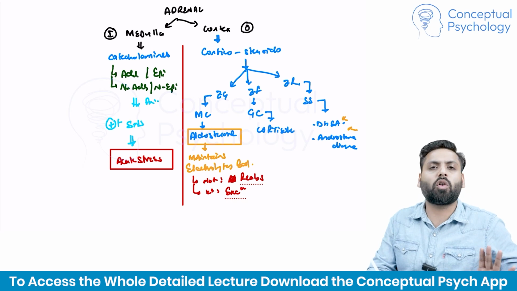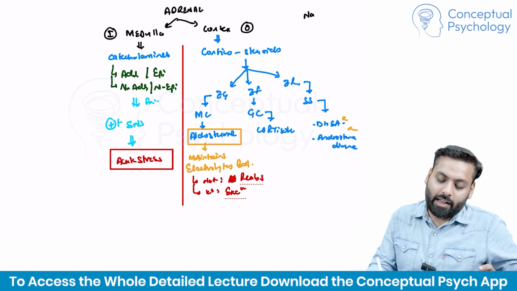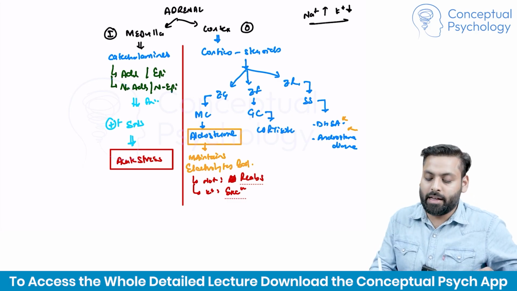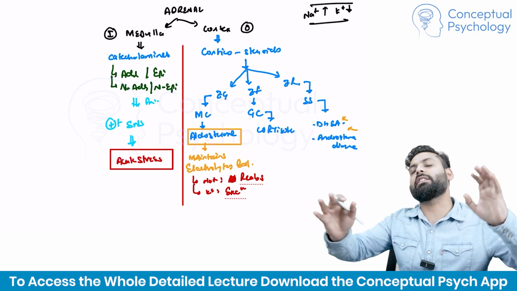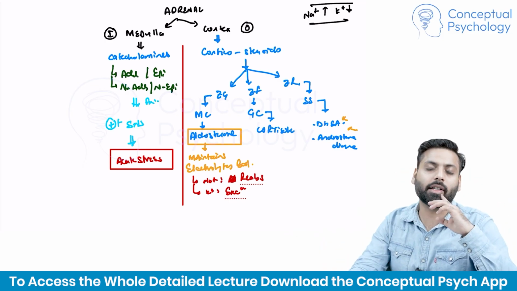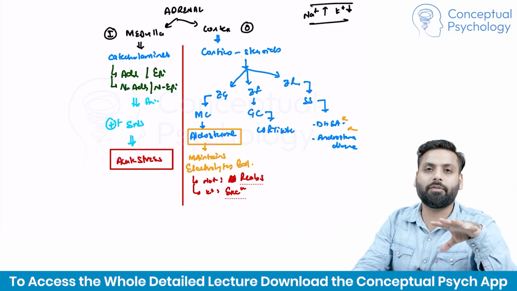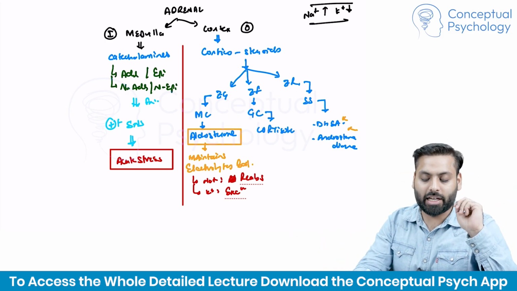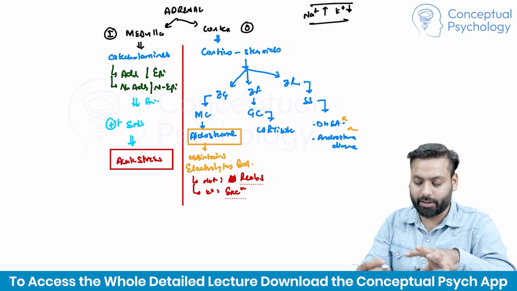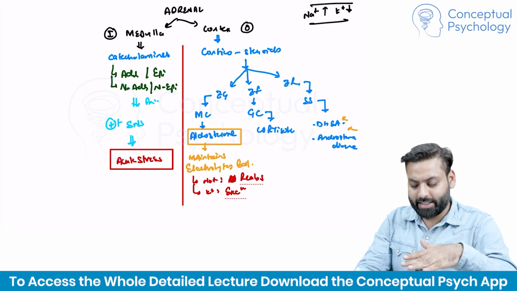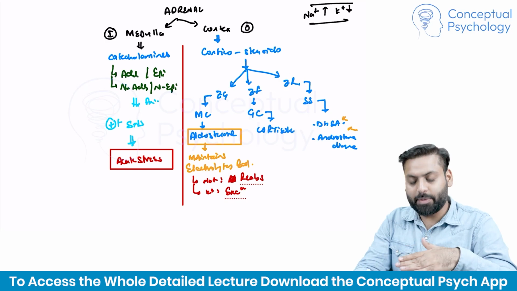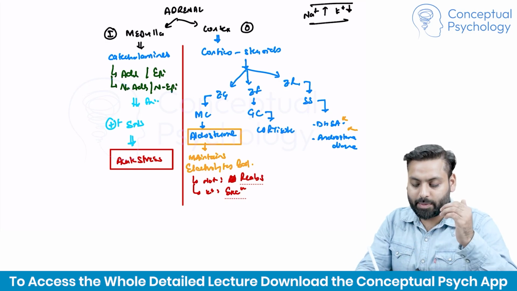And this is a general rule of the body. At almost every place in the body, if sodium is going up, potassium will go down. There is an exchange, and if you have seen the nerve conduction videos, there you will see this sodium potassium exchange. Do not worry. So it maintains the electrolyte balance. Sodium is reabsorbed, potassium is excreted.